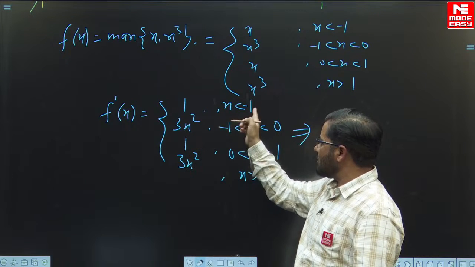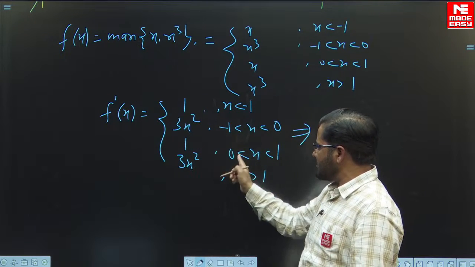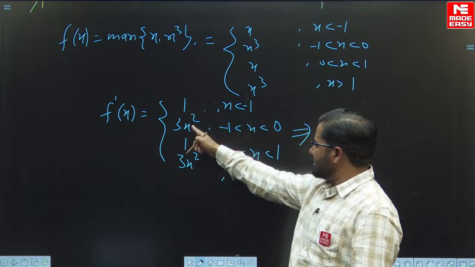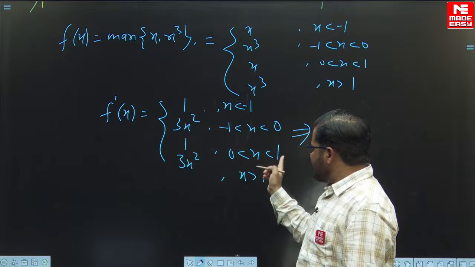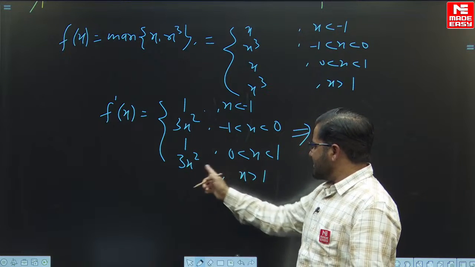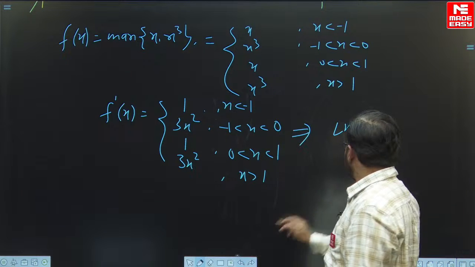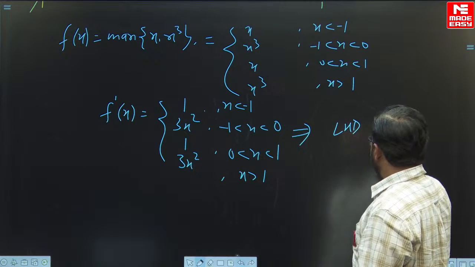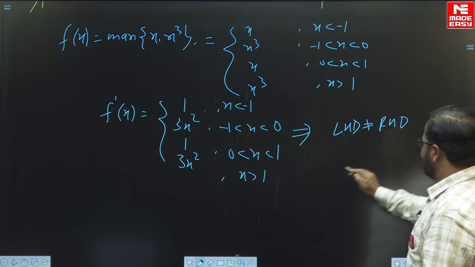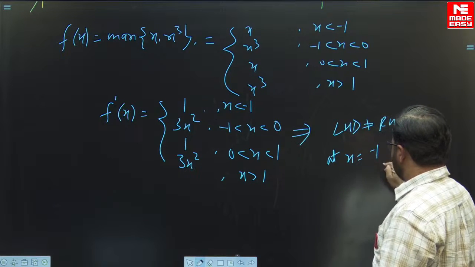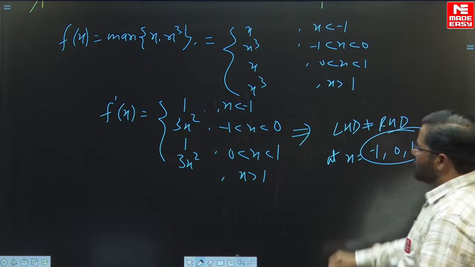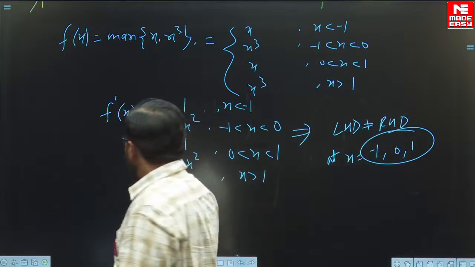ओके, यहाँ पे देखिएगा इसमें LHD बताइए, -1 पे LHD is 1, -1 पे right hand limit is 3 आ जाएगा, तो LHD not equal to RHD, non differentiable point. 0 पर भी LHD is not equal to RHD, बेटा LHD है 0, RHD है 1, और ऐसे ही 1 पर भी देखिए, 1 पर LHD RHD different है, left hand derivative is not equal to right hand derivative at which point, at x equals to -1, 0 and 1, so all 3 points are non differentiable points.